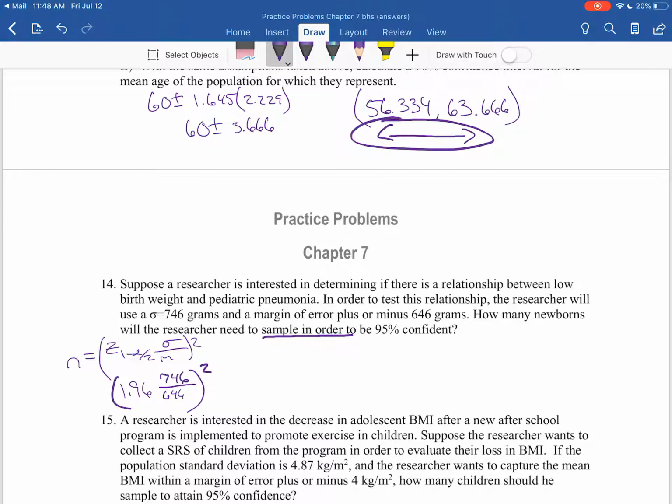You're going to get, let me write this one, 2.2632, everything in the parentheses, squared, which is equal to 5.1220. Now remember, we always want to round these up to the nearest whole number, so we're going to want to say we want 6 newborns.